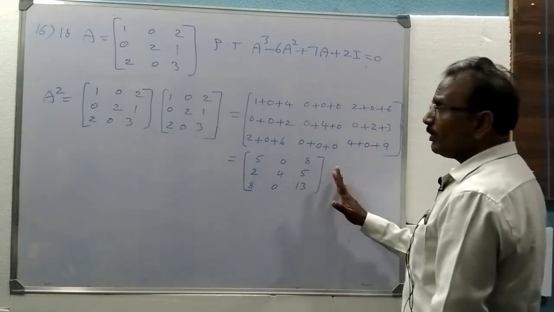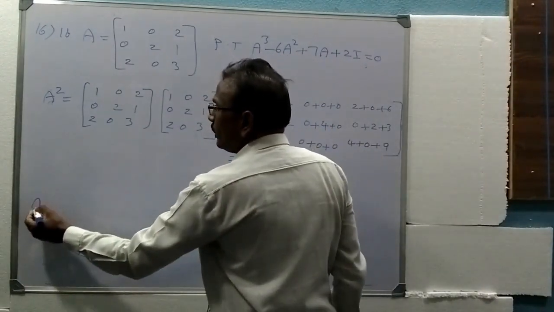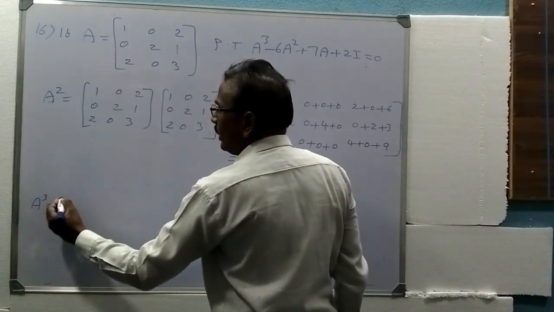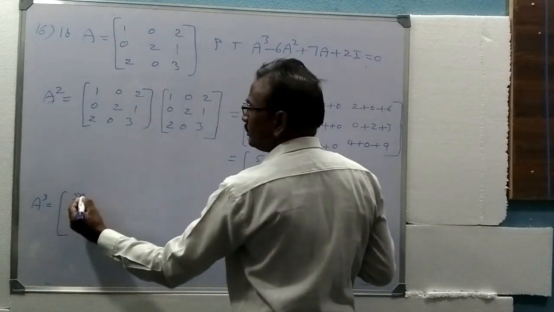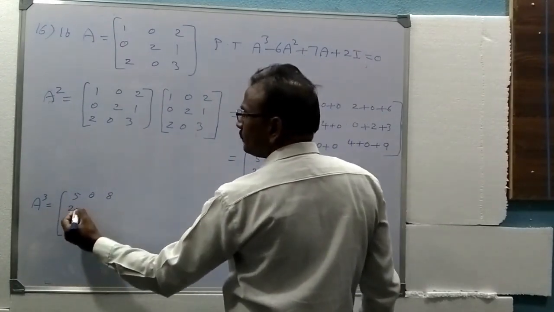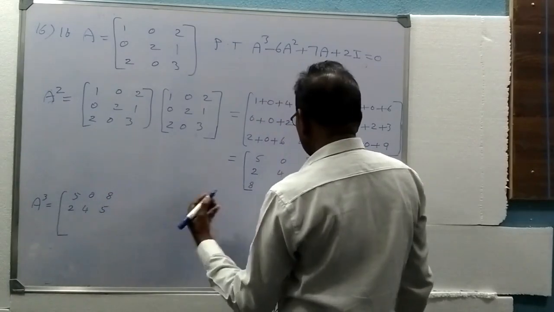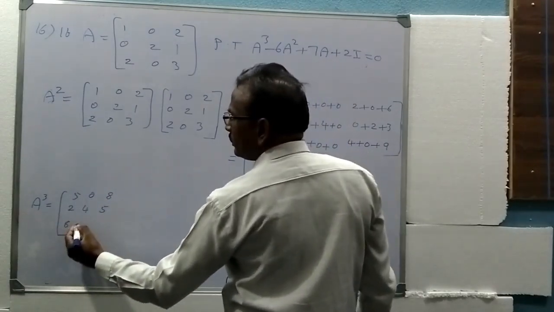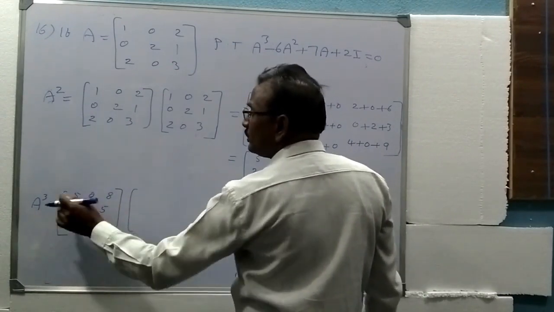So here you get 1 mark. Next find A cube. Here what is A cube? A cube is equal to A square into A. So here what is A square? A square is 5, 0, 8, next 2, 4, 5, next 8, 0, 13 into matrix A. A cube is equal to A square into A.